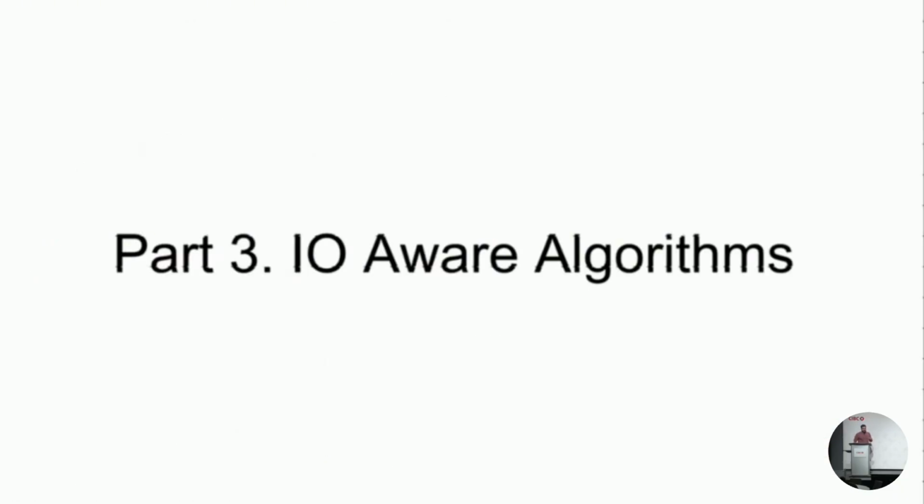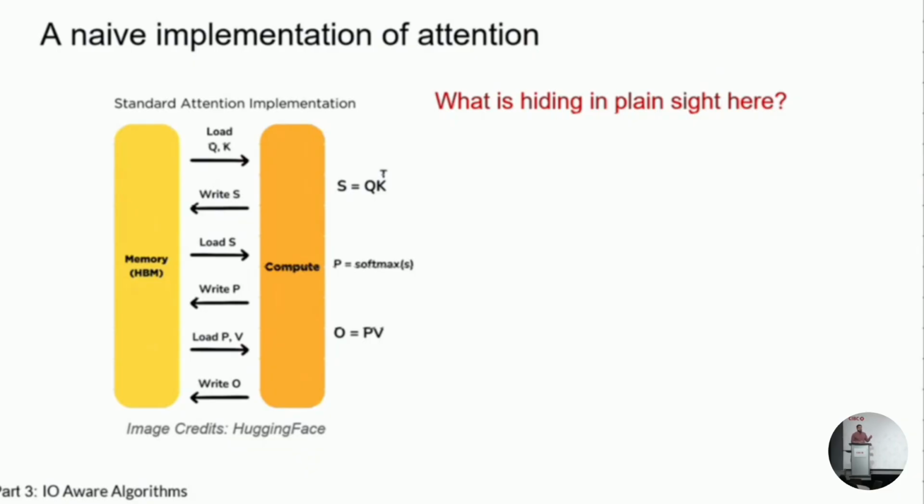So what are these optimizations? Before we talk about what these optimizations are, let's talk a bit about how algorithms are implemented on hardware. Let's take a look at this naive picture of attention. We have our GPU memory and our GPU cores. We are loading the query and key matrix, computing our score, writing it back to memory, loading our score, computing our attention weights, writing it back to memory, loading attention weights and values from memory, computing final outputs, writing it back to memory.